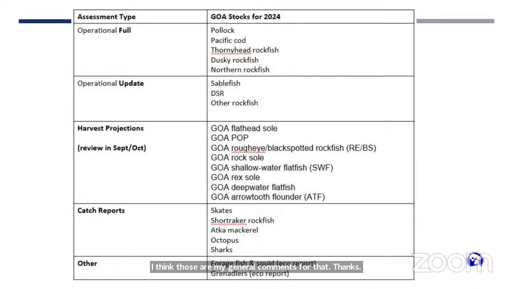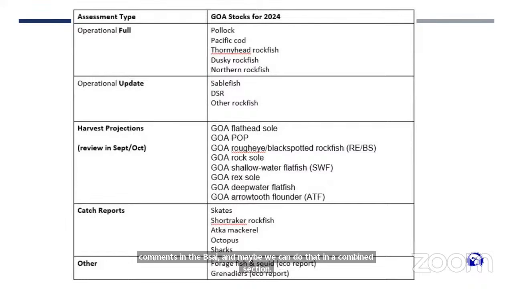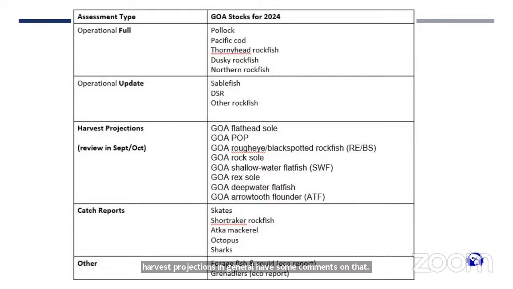Yeah, thanks. And maybe I'm not sure of how we might structure that, but we had some similar comments in the BSAI, and maybe we can do that in a combined section for harvest projections in general, have some comments on that. We'll think about that.